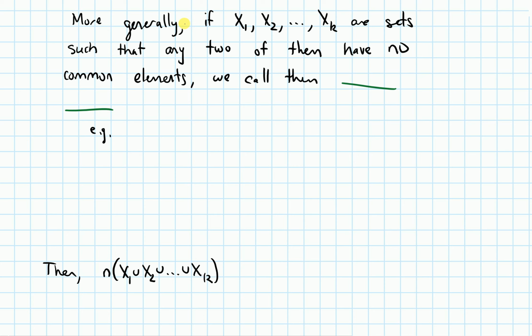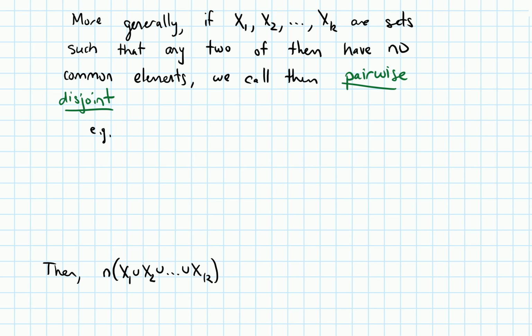So I can get more general if I have X1, X2, dot, dot, dot, up to Xk, all being sets, such that any two of them have no common elements. And if that's the case, we call them pairwise disjoint. So now we could have more than just two sets. And if I look at any two of them, if they have no common elements, we call the collective set pairwise disjoint.